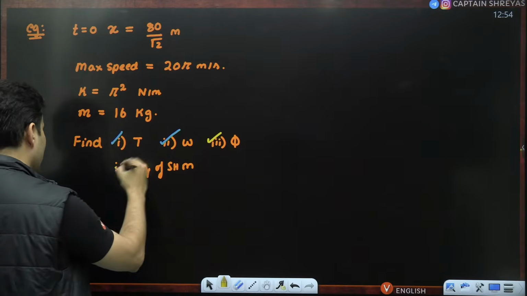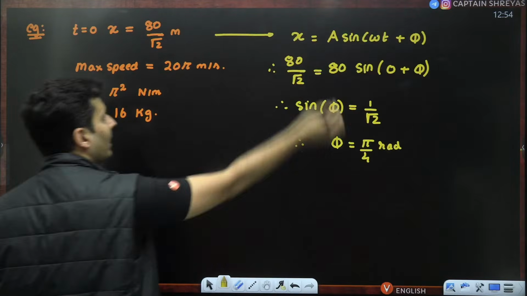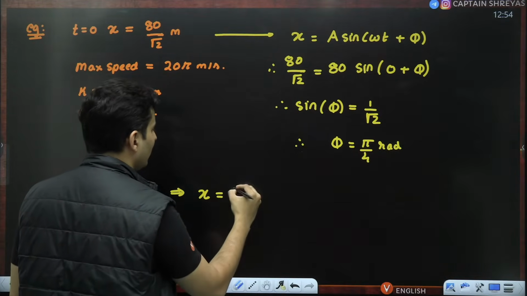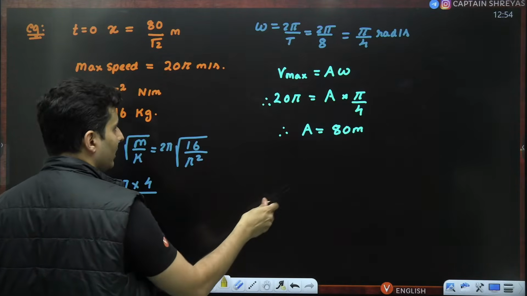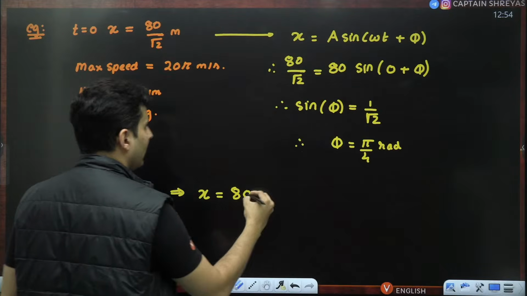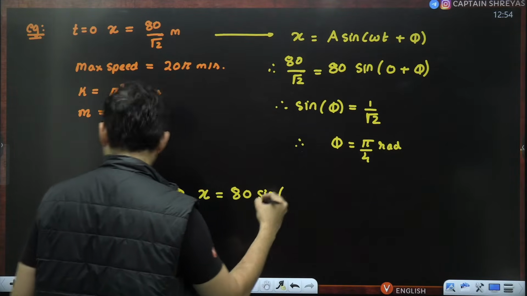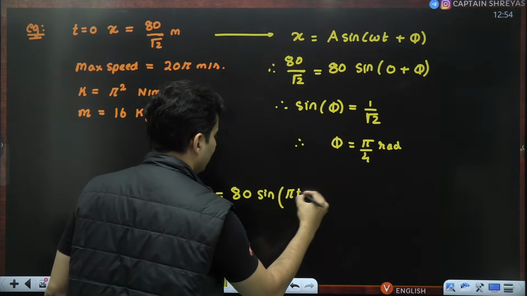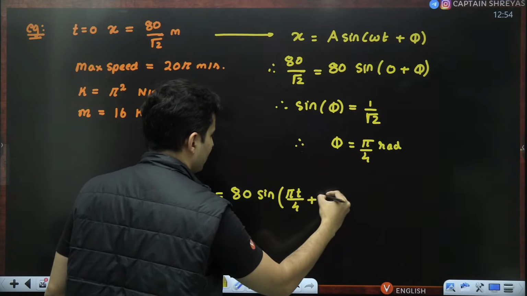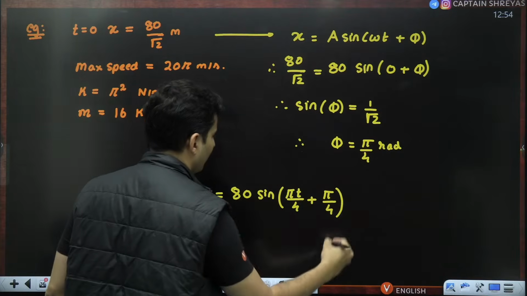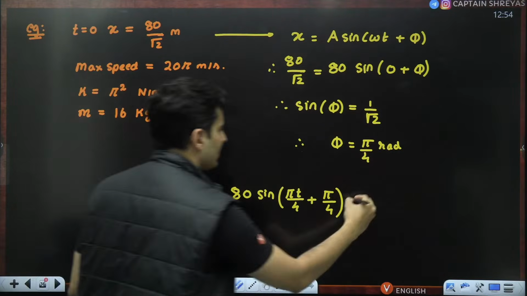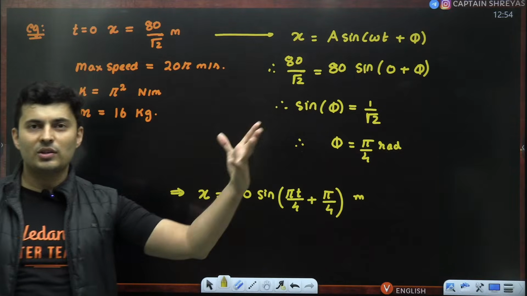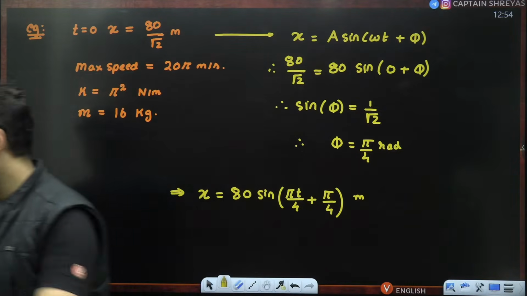So equation of SHM, very easy now. Just substitute everything back over here. Therefore, X will be amplitude was 80. We just got the amplitude from here. And then you have sine over here. What was omega? We got omega over here as pi by 4. So this will be pi t divided by 4 plus phi, which is basically pi by 4. So this is the correct equation of SHM, but the answer will be in meters. So this is how you can solve problems on equations of SHM.